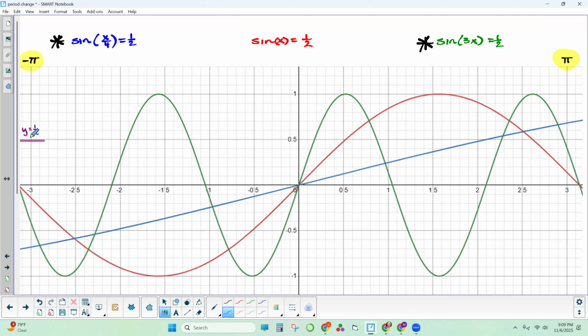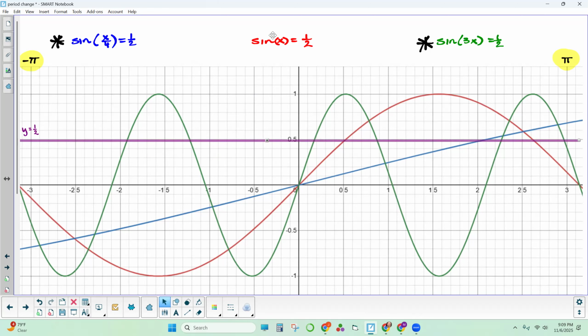Now, what does this mean in terms of solutions? If I take the line y equals 1/2 right across here, along the interval that I've provided, highlighted in yellow, you can see this interval goes from negative pi to pi. Our red graph, our parent function, has two solutions. I'll mark those solutions for you right here and right here. Those are the two solutions of sine x equals 1/2 in the interval negative pi to pi.